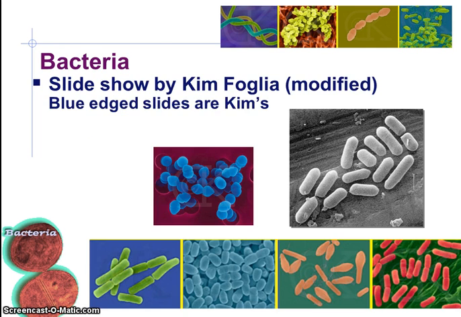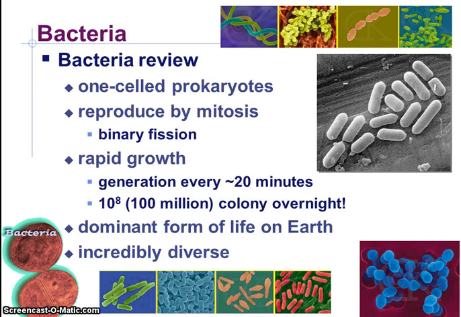So, a little bit about bacteria. One-celled prokaryotes, they reproduce by mitosis, which is called binary fission, one cell becoming two. They can reproduce every 20 minutes. So overnight, we get over 100 million. That's why you can start seeing colonies. They're dominant. They pretty much cover everywhere on Earth, and they're incredibly diverse.